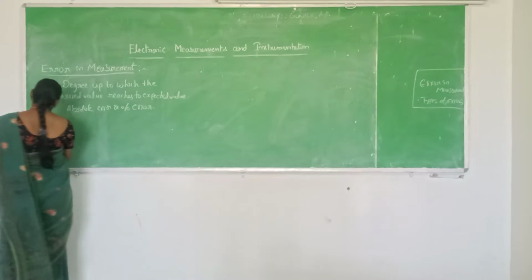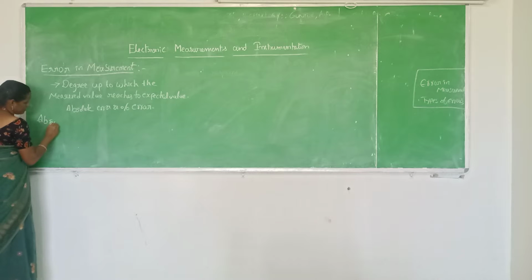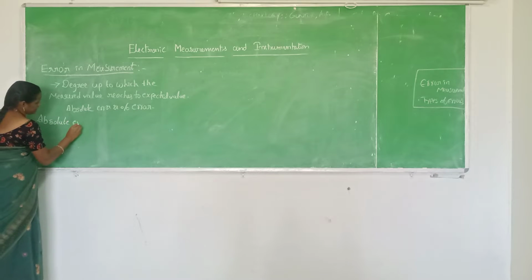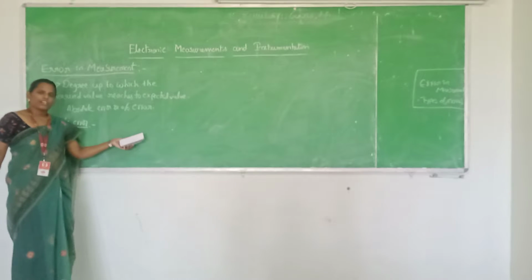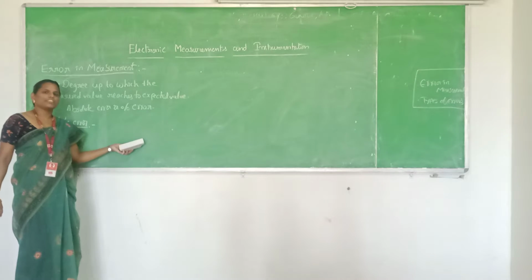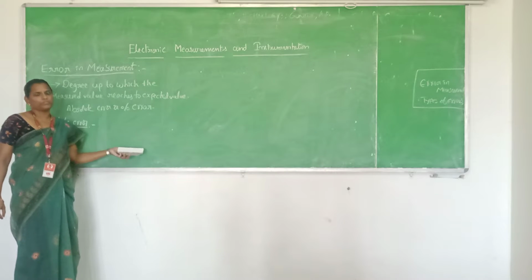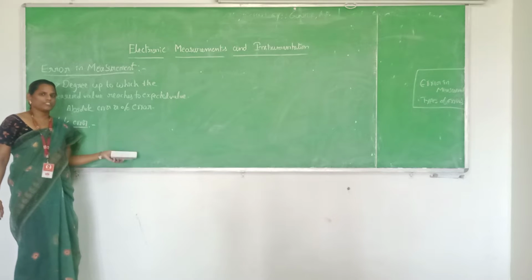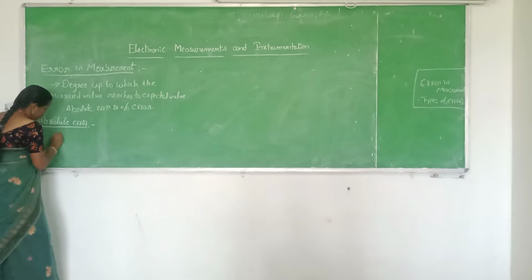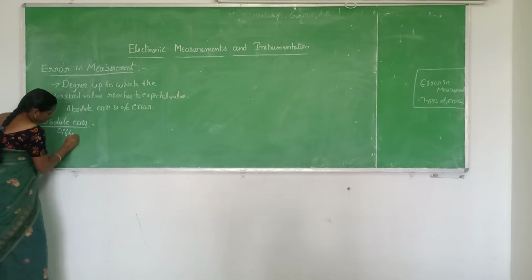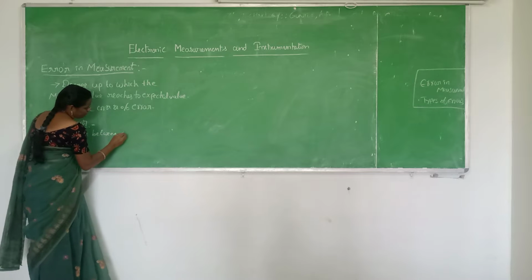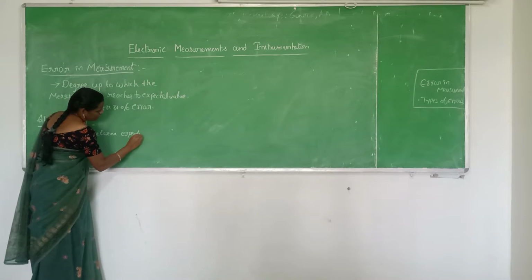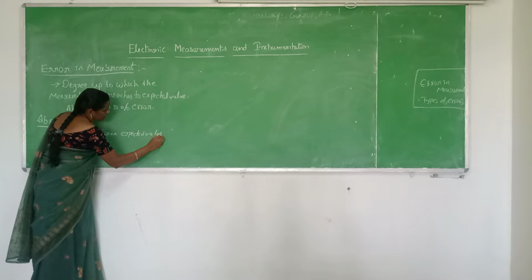Absolute error. This absolute error is the same as the static error. Absolute error means the difference between the measured value and the true value. This true value is also called the expected value. So the difference between the measured value and the true value is called the absolute error. It is the difference between the expected value and the measured value.